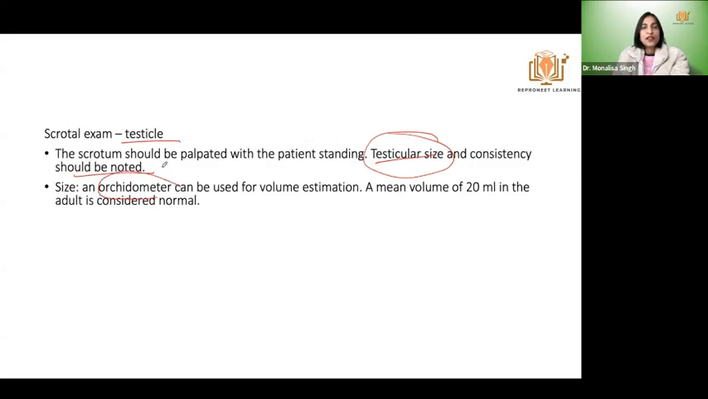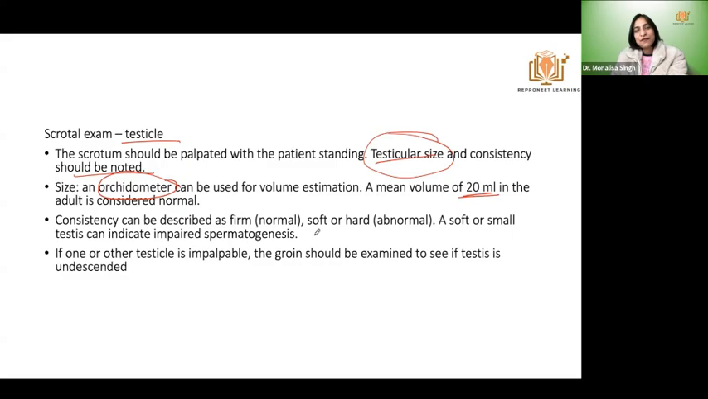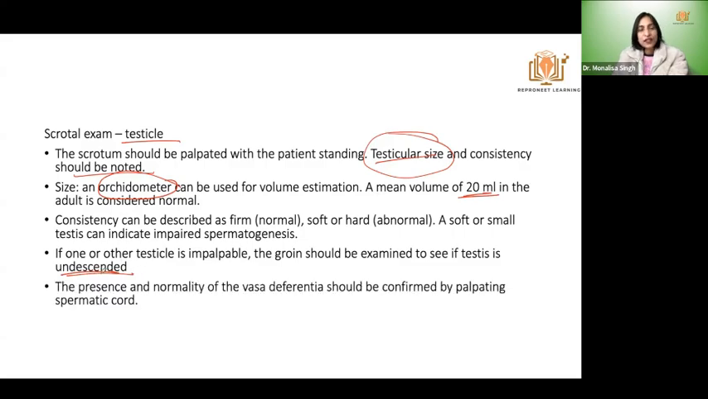We use an orchidometer. Now, the orchidometer is a funny instrument. It's not like a scale, it's not something that would measure volume. I'll show you a picture. It's funny indeed. Mean volume of 20 is considered normal. Consistency: firm, normal, hard, whatever. If one testis is impalpable, look for undescended testis. Groin examination should be done.